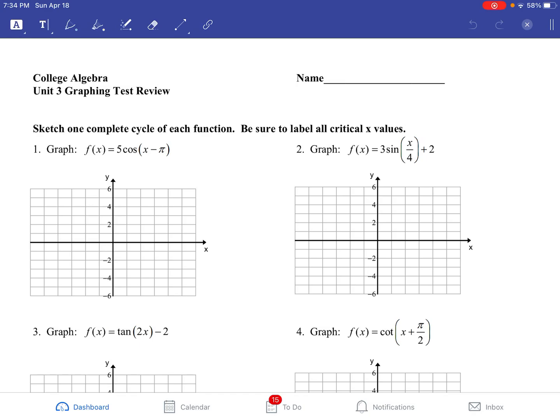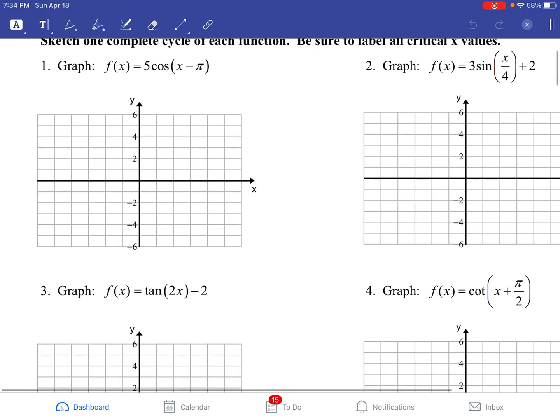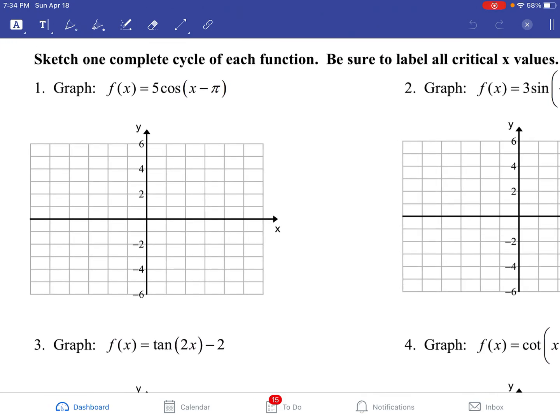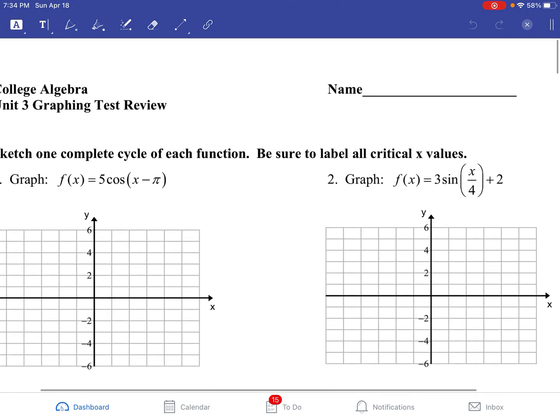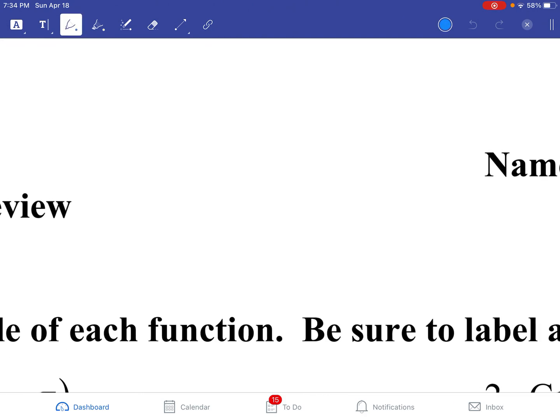So this is the key for the review for Unit 3. We're going to look at all the graphing and then different things about the equations and then eventually write equations of graphs. Number 1. Okay, there are 4 steps. I'm going to write them at the top so you can have them for the whole thing.